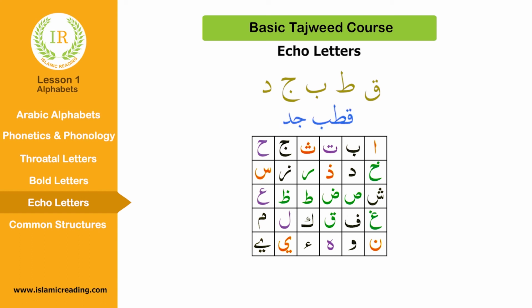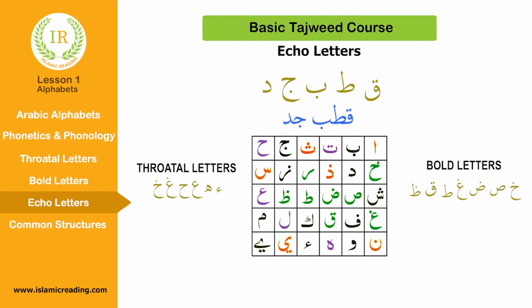Now, you may notice that there are letters which are the member of more than one group. For example, Qaf is the member of bold letters and echo letters as well. And Ghain is the member of throatal letters and bold letters as well. Remember, if a letter is a member of more than one group, then all the rules from all the groups are going to be applied when we recite that letter.